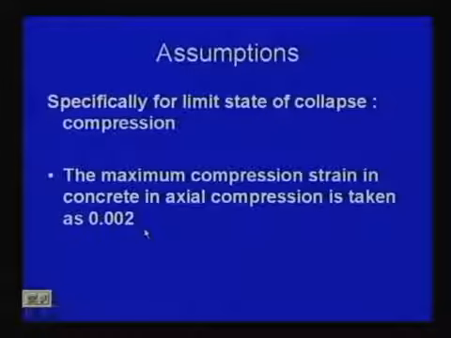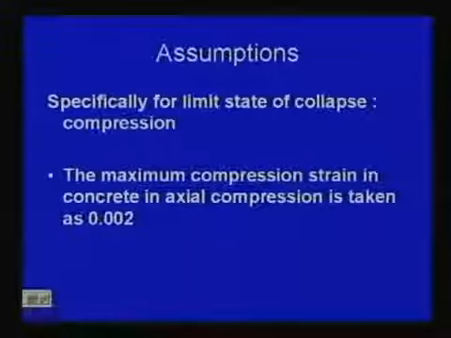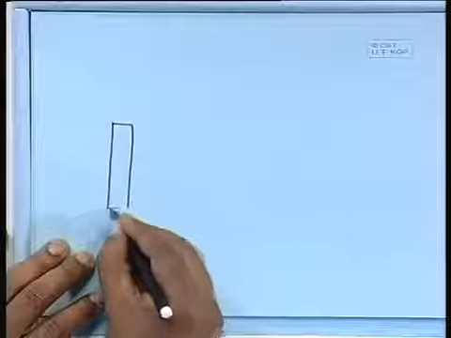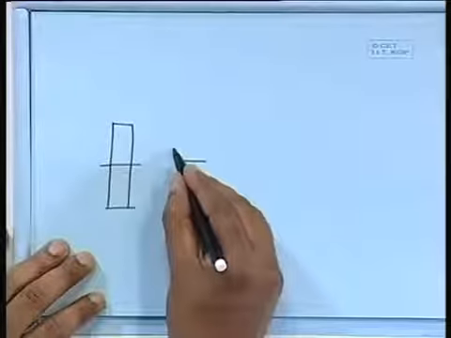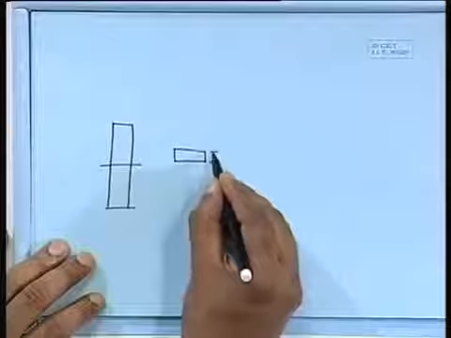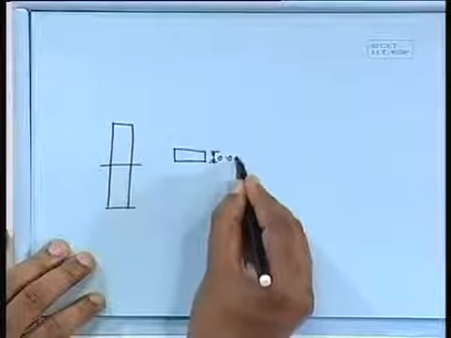That means we are talking that 0.0035, that limiting strain, is from the bending point of view. For beam or slab we are taking 0.0035, okay. But here for direct compression we shall take 0.002. That means if there is a column here, if you take a cross section, then we can have the strain 0.002, that is strain.